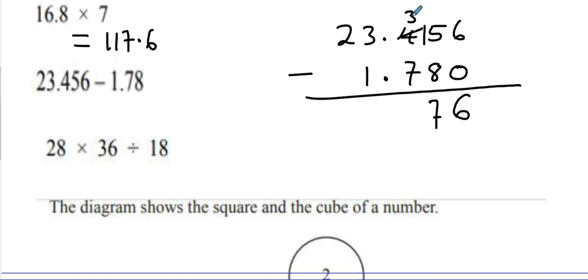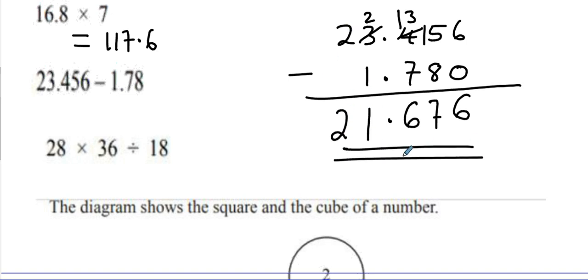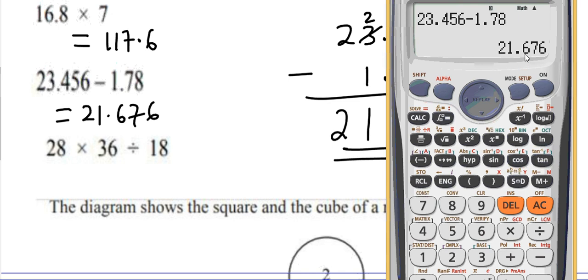Good. So 3 minus 7 is not possible. Take 1 from here. The remainder becomes 2. This number becomes 13. 13 minus 7, the answer is 6. See that? Then 2 minus 1, this is 1, drop 2. So the answer here is 21.676. Check out the calculator, 21.676. So now we are correct.